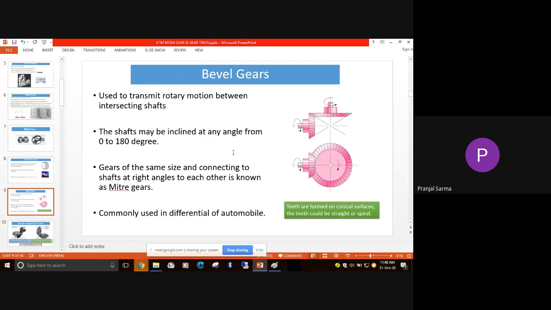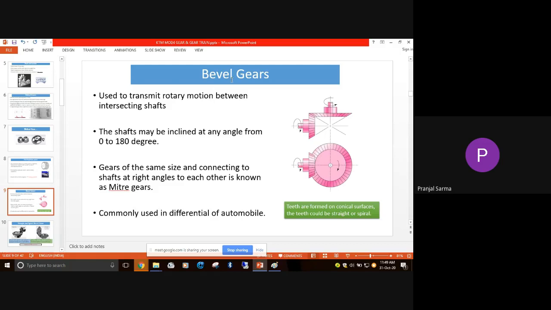One of the very versatile uses of this bevel gear is in this particular location, the 90-degree conversion. Sometimes there is another word, miter gear. So what is a miter gear? Gears of the same size which connect two shafts at right angles are known as miter gears. So when you come across the words miter gear, you must automatically understand that both the gears, this one and this one, are of the same size, and the angle between the two shafts is 90 degrees.